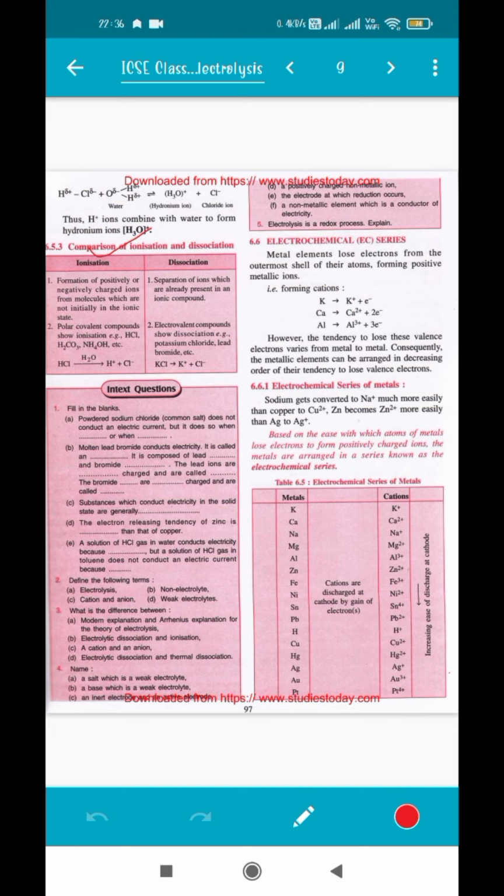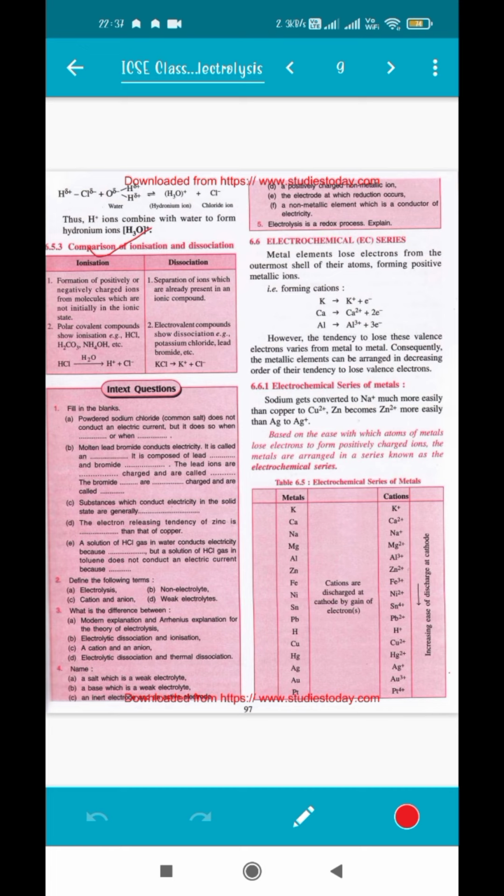Based on the ease with which atoms of metals lose electrons to form positively charged ions, the metals are arranged in a series known as the electrochemical series. Through the trend of an electrochemical series, we can also say that the atoms which are present on the top of the list are much more reactive as compared to the atoms which are at the bottom. So if we consider the trend of metals, potassium, calcium, sodium, magnesium, all this, whatever is above hydrogen, those are quite reactive metals, but as we are moving downwards, they are very non-reactive, like gold, platinum, silver, etc.